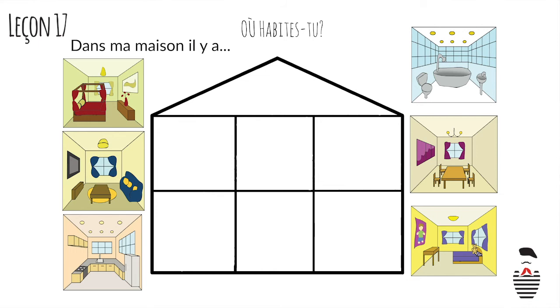Then to the right-hand side, there is a blue bathroom. So you can say, in my house, there's a bathroom blue. Try that. Dans ma maison, il y a la salle de bain bleue. Then we have the dining room. Can you remember? Dans ma maison, il y a la salle à manger. And how many chairs is there with the table? Let's count them. 1, 2, 3, 4. Voilà.